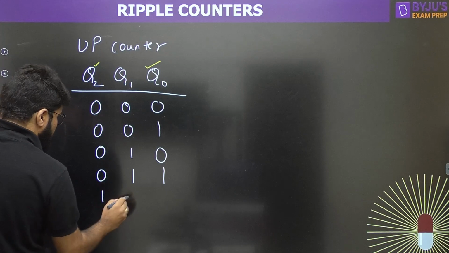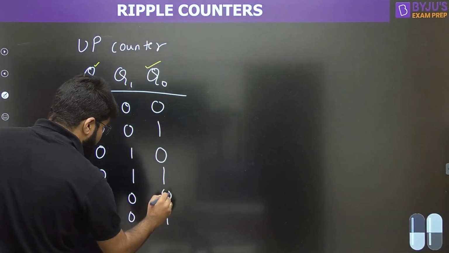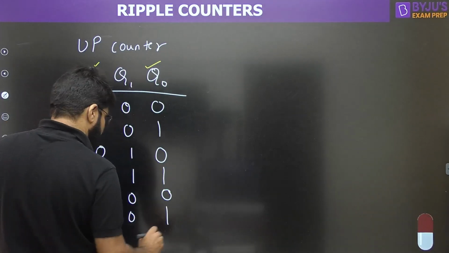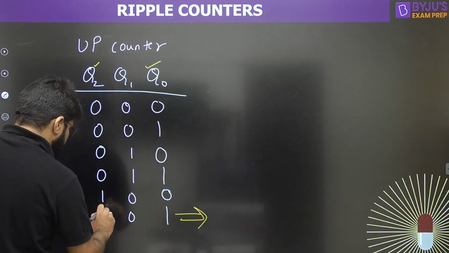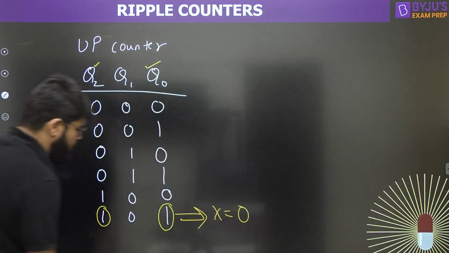0, 1, 1. 1, 0. Now Q2 is 1, but Q0 is 0. Then 1, 0, 1. Now look at this: 1, 0, 1. What happens? This Q2 is high, this Q0 is high, so this X becomes 0.